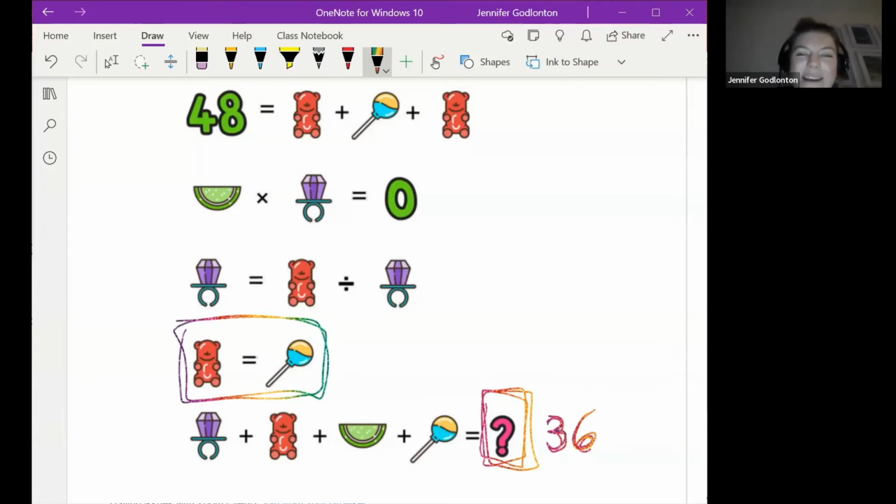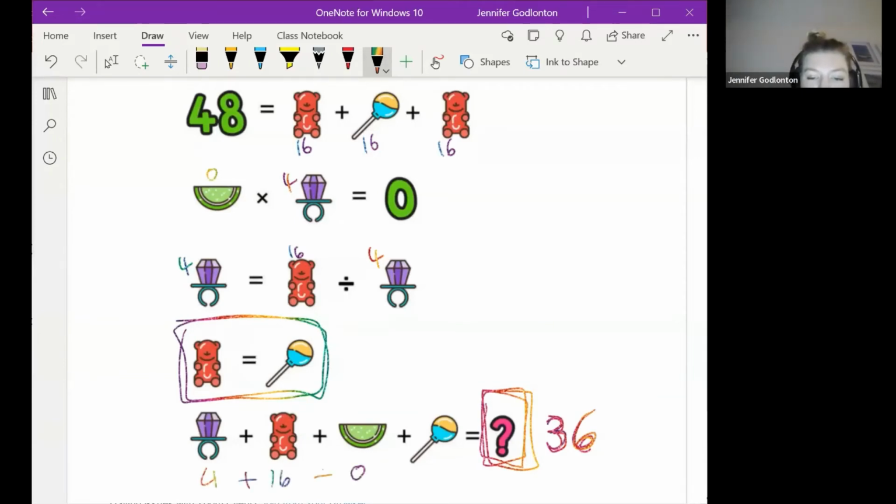Yeah, exactly. They're both 16. So that tells us that they're the same as each other. So that means that all of these are 16, which means this is 16. So 16 divided by something needs to be that same something. So 16 divided by 4 is 4, which means that that's 4. Now, something divided by 4 needs to give me 0. So that means my line must be 0. So I have 4 plus 16 plus 0 plus 16, which gives me 36.